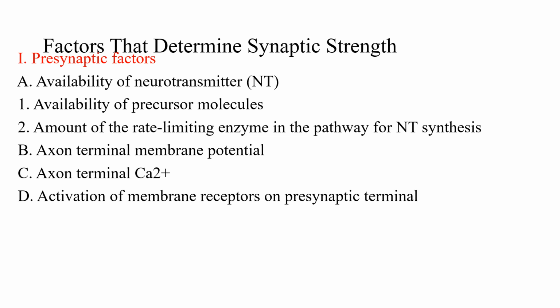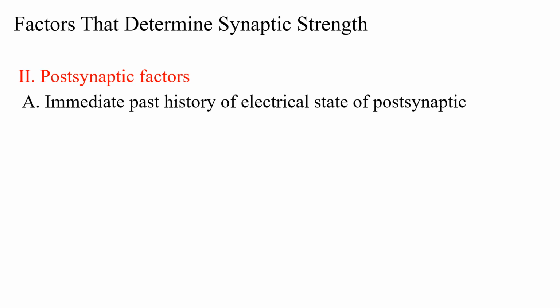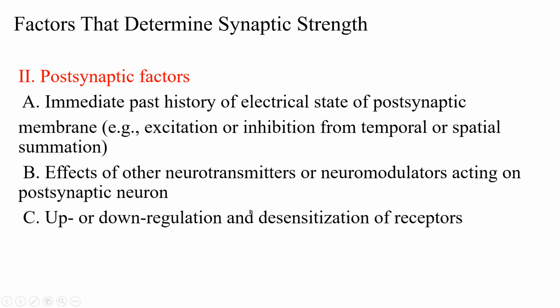So these are the points. Postsynaptic factor, like the immediate past history of the electrical state of the postsynaptic membrane. If excitatory input is going and another comes, it will enhance, like temporal or spatial summation. Effect of other transmitters or neuromodulators acting on the postsynaptic neuron, up or down regulation and desensitization of the receptor. Certain drugs and diseases.